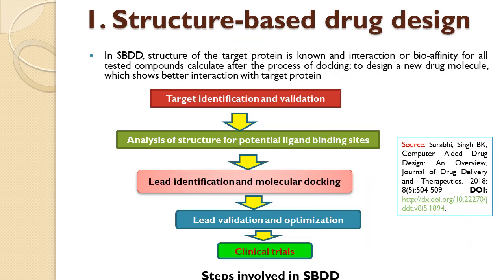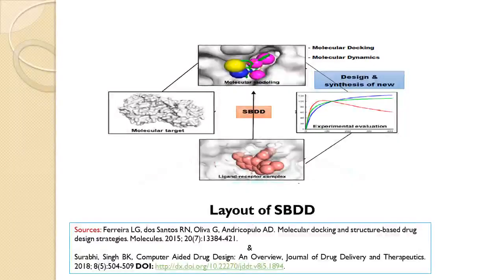Structure-based drug design. The structure of the target protein is known and interaction or bioaffinity for all tested compounds is calculated after the process of docking to design a new drug molecule which shows better interaction with the target protein. First step is target identification and validation, then analysis of structure for potential ligand and binding sites. After that, lead identification, molecular docking, then lead validation and optimization, and then clinical trials. This is a layout of SBDD involving molecular docking.